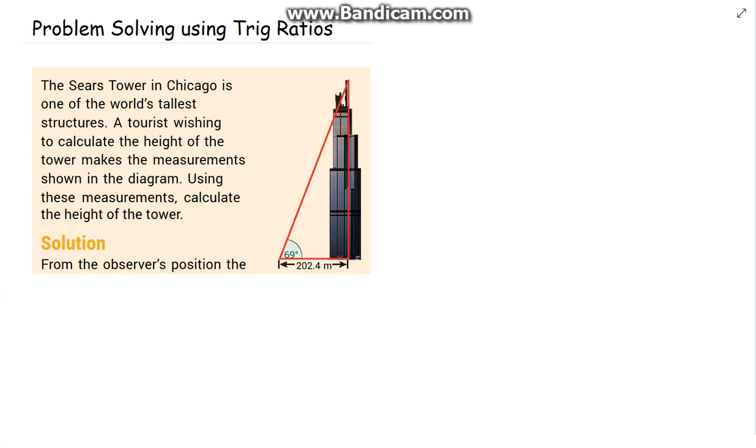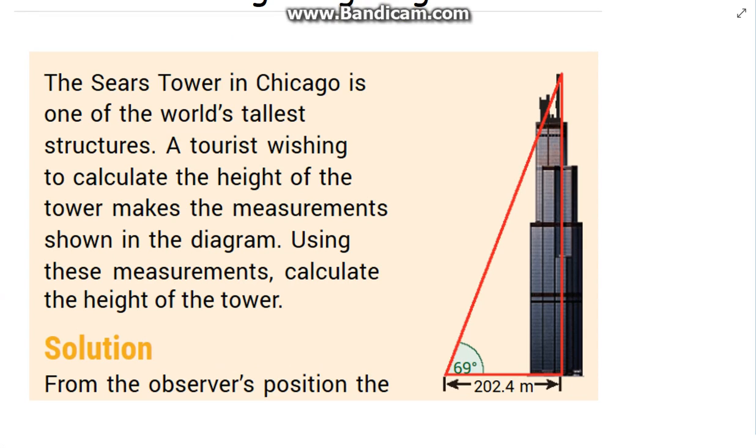Okay, so obviously if we're using trigonometric ratios to help us with our problem solving, it's because the problem that we're trying to solve is in the shape of a right angle triangle, so just keeping that in mind. Okay, so the Sears Tower in Chicago is one of the world's tallest structures. A tourist wishing to calculate the height of the tower makes measurements shown in the diagram. Using these measurements, calculate the height of the tower.